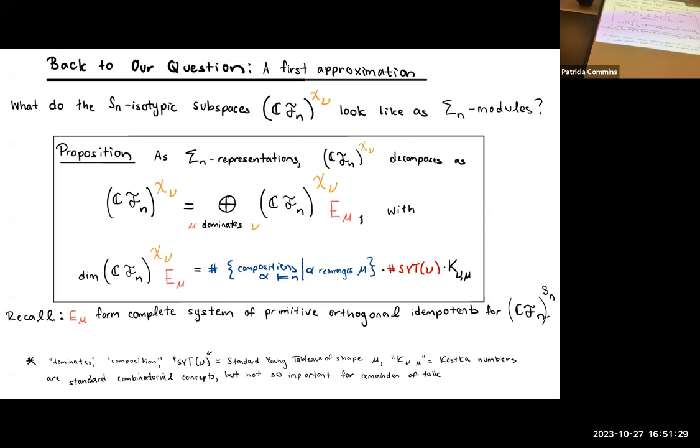Okay, so now let's go back to our question, which is, what do these isotypic subspaces look like as modules over the descent algebra? So this is a first approximation. It's not a great answer, but we can decompose it a little bit further, not necessarily into indecomposables. In fact, these pieces are sometimes going to not be indecomposable, but it turns out we can decompose it a little further by multiplying by descent algebra idempotents.